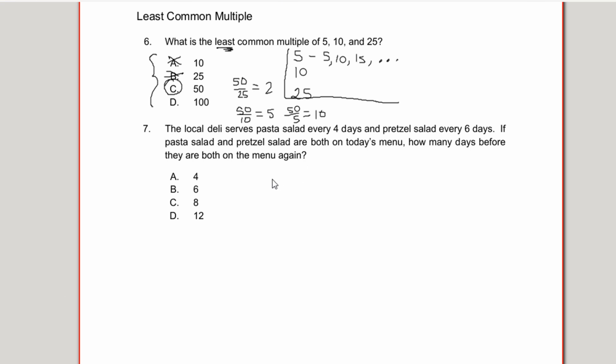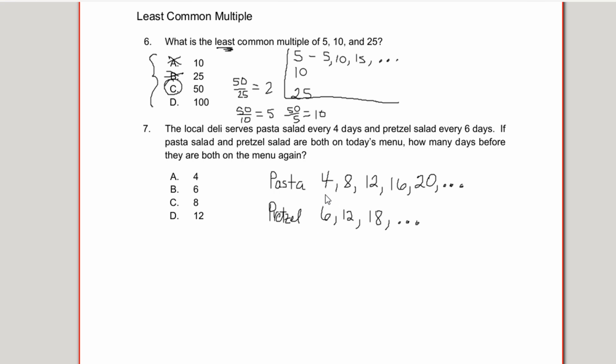So let's just start with the pasta salad. It is going to be served every 4 days. So it's going to go at 4, 8, 12, 16, 20, and we could go on and on. Let's take a look though at the pretzel salad now. It's going to be served on day 6, day 12, day 18, and continue on like that. We're looking for how many days are they both going to be on the menu again. This is assuming that they each are on day 1, and then we go from there.